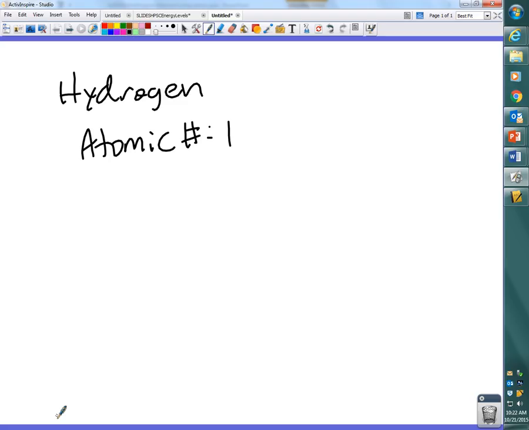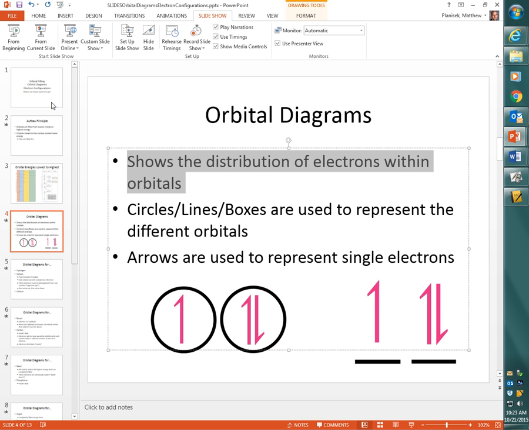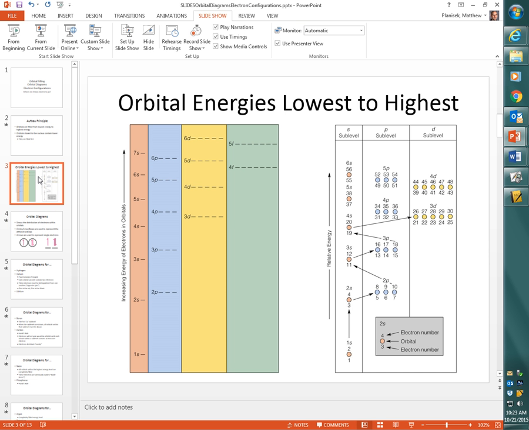This 1 electron is going to go to the orbital that has the least amount of energy. So where are we going to go to find out which orbital has the least amount of energy? We're going to go to this chart right here. And we said we're going to read this chart from bottom to top. So we start at the bottom, and we go up, and the first orbital that we come across is 1s.